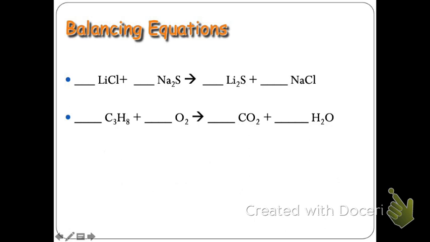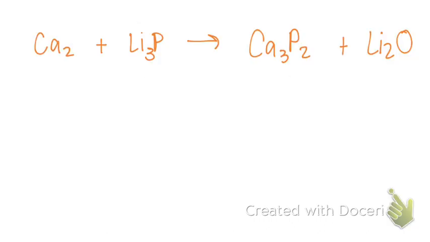If you get stuck or you have questions, raise your hand and I'll come around and answer those. Tell me what type of reaction that is. Oh, wait, I'm missing something. Sorry, this is CaO. I apologize, that's CaO, not Ca2. CaO plus Li3P yields Ca3P2 and Li2O.